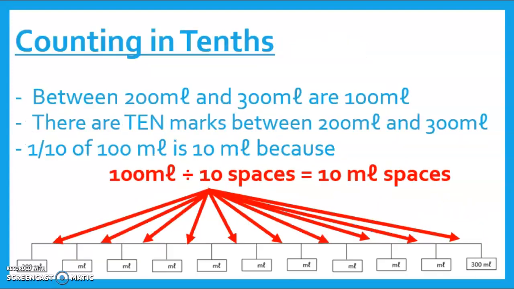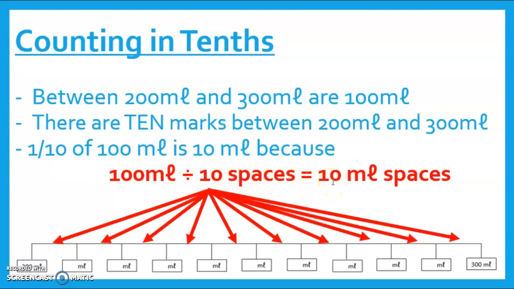And the last one we're going to be looking at is counting in tenths. Again, we're looking at 200 and 300 mils on our jug. Except this time, we have 10 spaces in between 200 and 300 mils. To find out how much each space is worth, we take the 100 mils in between 200 and 300 and we divide it by the 10 spaces that there are.